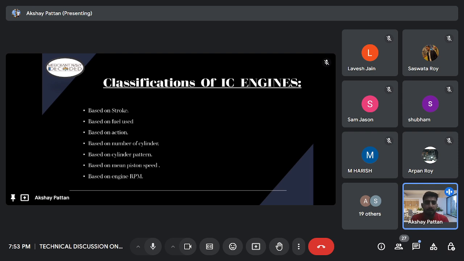So here is the classification of engines based on stroke cycle. As someone said, there are two-stroke engines and four-stroke engines. That is based on stroke. The next one is based on fuel used, what type of fuel you are using. Then the next one is based on action: single acting cylinder, double acting engine, single acting engine. So that is a type of action.